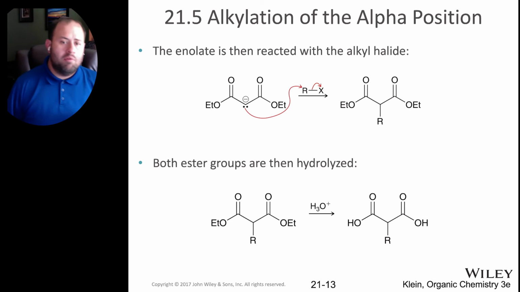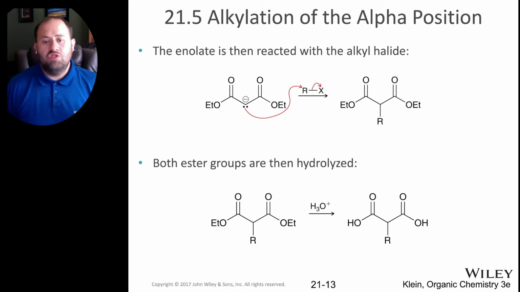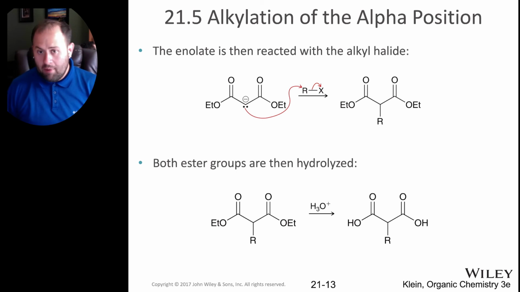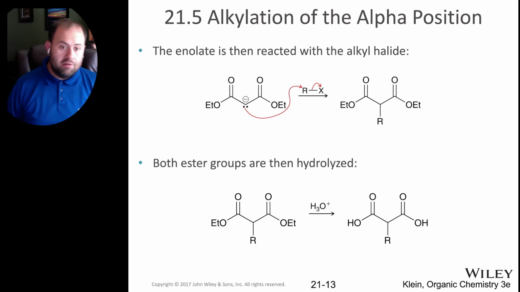So what happens after you remove that alpha proton is you generate the enolate, which is a strong nucleophile. So you then add an alkyl halide to undergo an SN2 mechanism, a substitution. The enolate is going to attack the R group as the halide falls off. Once again, same thing, SN2 mechanism. We generally want to focus on primary alkyl halides. Secondary and tertiary will generally undergo elimination instead, as we mentioned earlier.